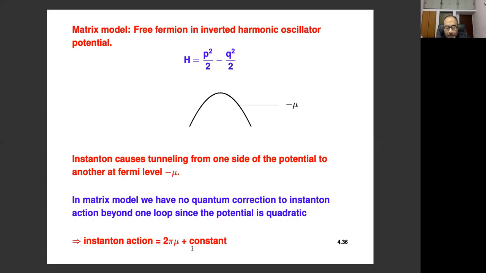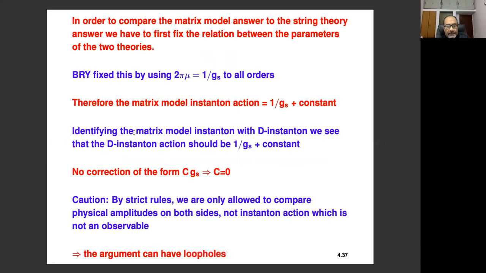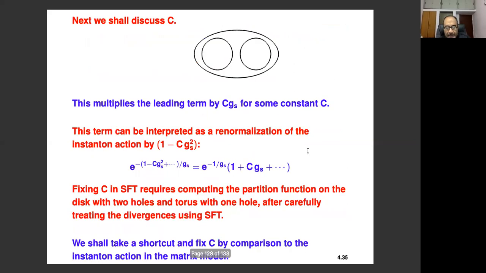So the idea now is to translate this to a dependence on the string coupling. This is the way BRY defined the string coupling: 2 pi mu is 1 over g_s. Given this definition, the matrix model instanton action can be written as 1 over g_s plus a constant, but no further correction. On the other hand, the C we see represents a correction of the form 1 over g_s times (1 minus c g_s squared), so that's a correction of order g_s.